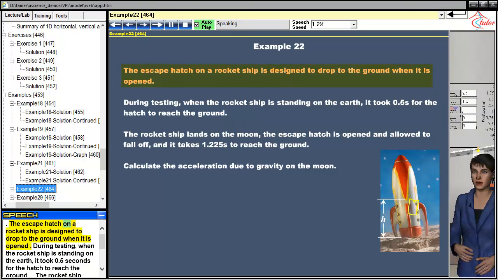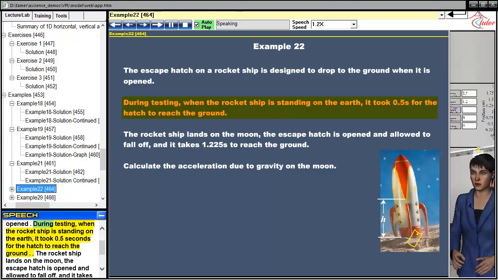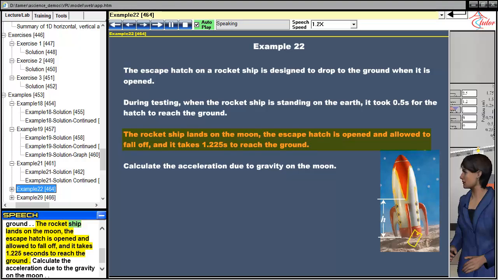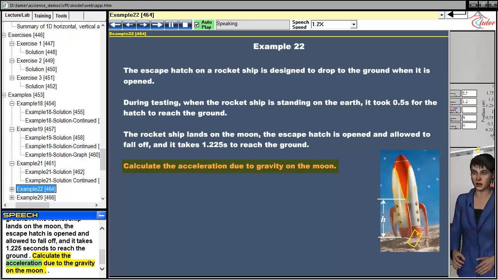The escape hatch on a rocket ship is designed to drop to the ground when it is opened. During testing, when the rocket ship is standing on the Earth, it took 0.5 seconds for the hatch to reach the ground. The rocket ship lands on the Moon, the escape hatch is opened and allowed to fall off, and it takes 1.225 seconds to reach the ground. Calculate the acceleration due to gravity on the Moon.